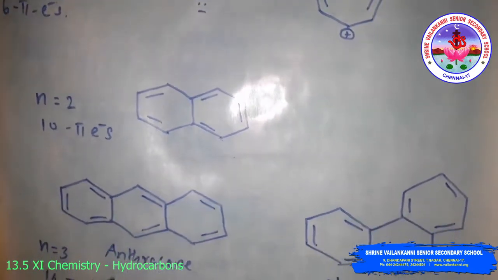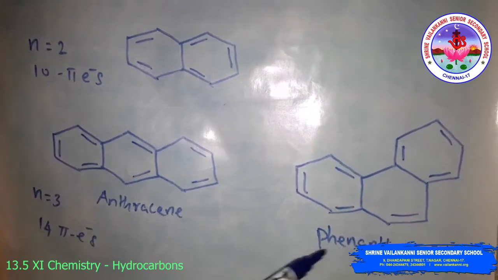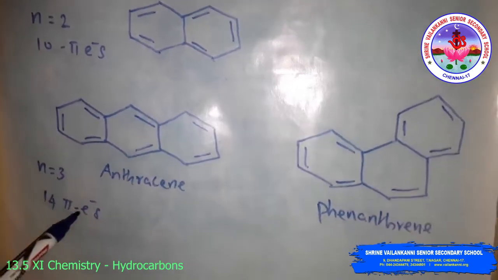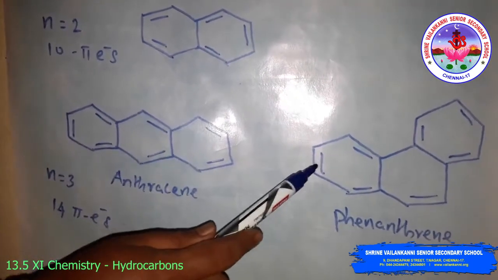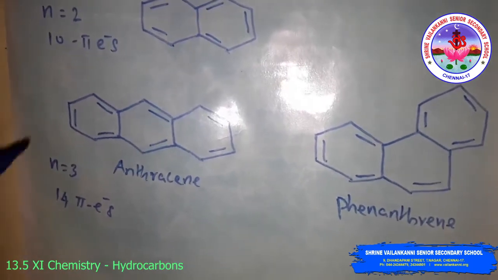And when n is equal to 3, that means anthracene and phenanthrene. So this having n is equal to 3 means that 14 pi electrons are present. 1, 2, 3, 4, 5, 6, 7. Similarly here 1, 2, 3, 4, 5, 6, 7. Okay. So these are the examples.